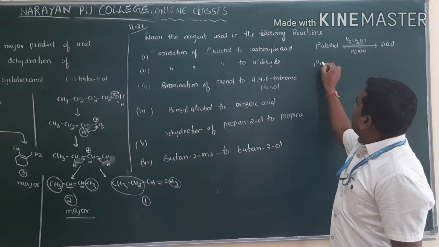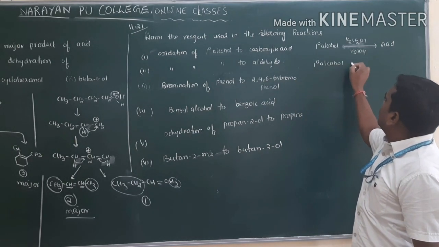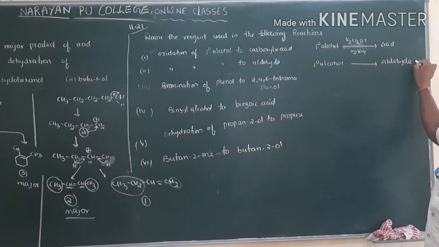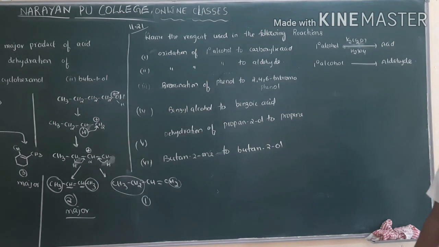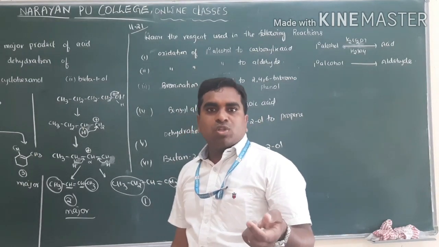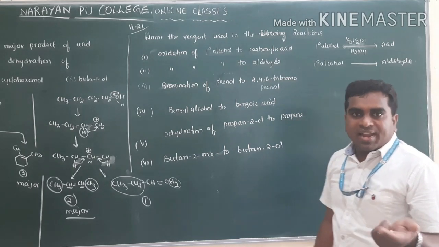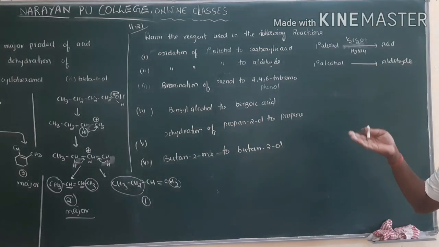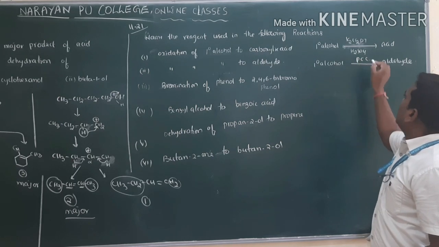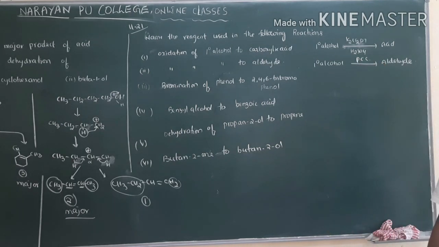Now this is the second one. Primary alcohols to an aldehyde means the reaction should be stopped at the aldehyde stage. I have given three main reagents here: CrO3, Collins reagent, and next one is PCC, or you can use PDC. Any one you can use. And the best oxidizing agent here is PCC.